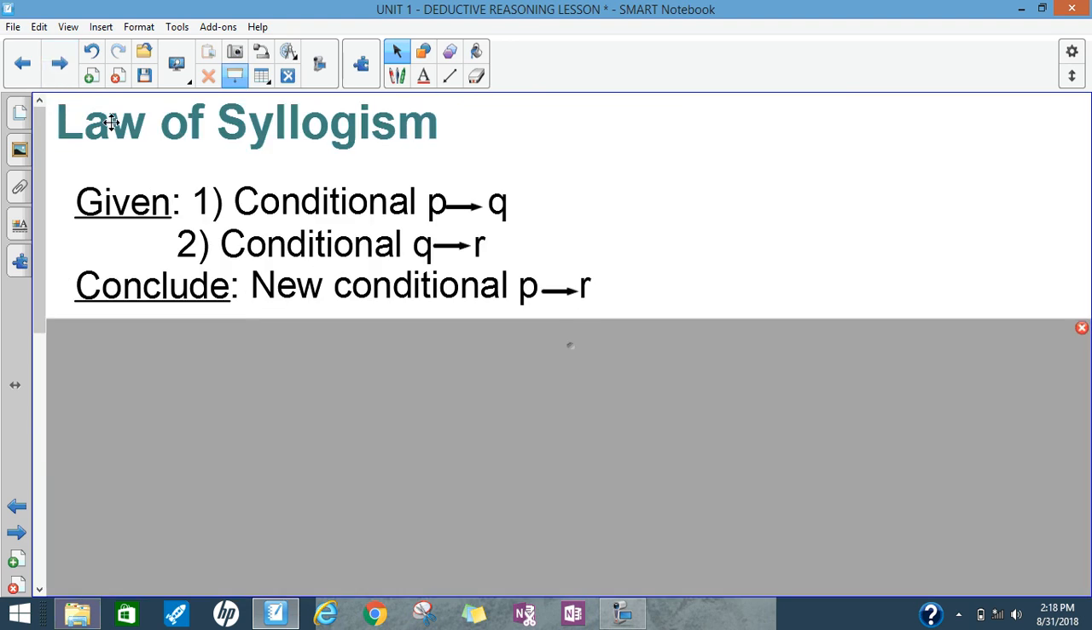The next law is called the law of syllogism. In this law, we get two conditional statements. I'll try to be consistent, green: if P then Q, and then if Q then R. We add this new letter R.